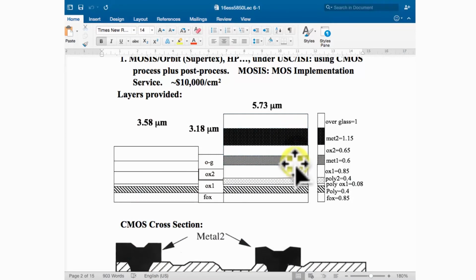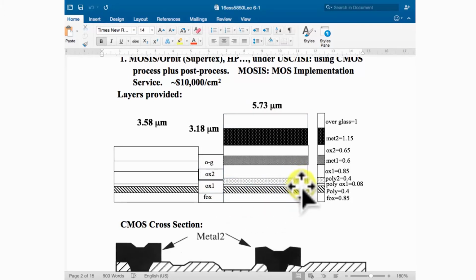They want to fan out to the outside, so they need many more layers to provide the signal fan-out. But for this one, there are only 2 metals: metal 1, metal 2, and 2 oxides to separate them. Then on the top, there is another silicon dioxide as a passivation, a protection. The top overglass covers the whole chip for protection. So that's all the materials you can get.